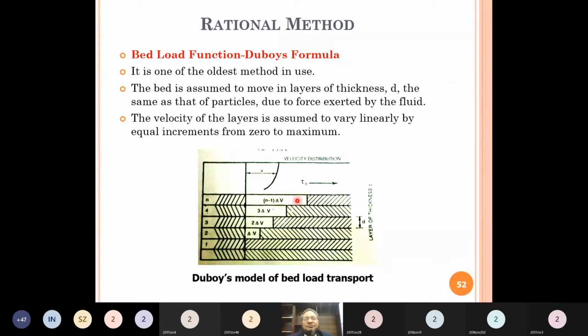So do you have any question here? Any questions? And what is this one? This is the velocity distribution. And here the velocity of flow is maximum on the surface and the lowest at the bed of the channel.